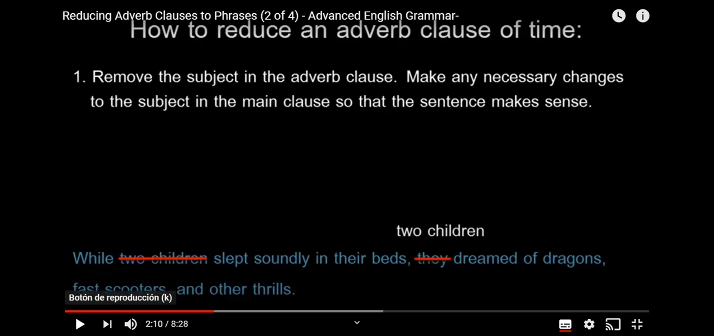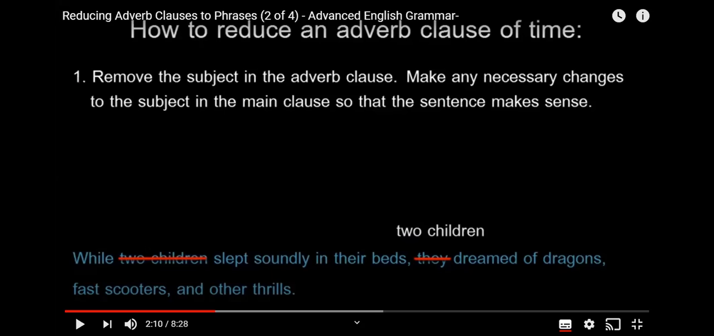Teacher, suddenly, what does it mean? The word suddenly. What is the meaning? It is like with sound, without sound. While they were sleeping soundly, cuando estaban durmiendo, like placenteramente in their beds. Is that clear? Yes. Ok.